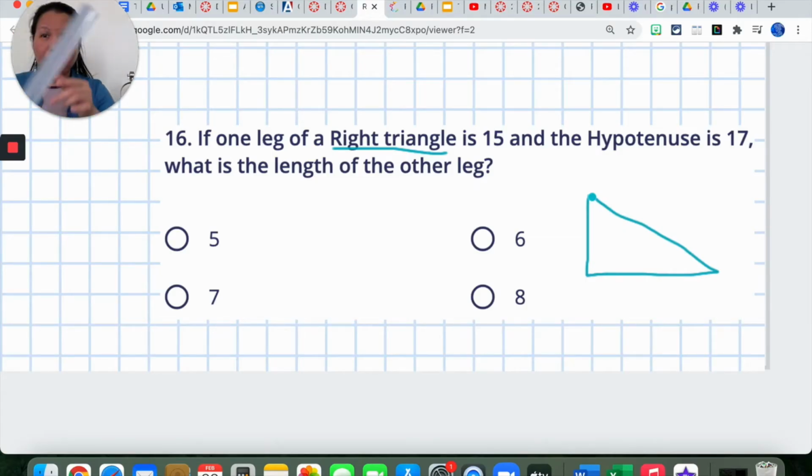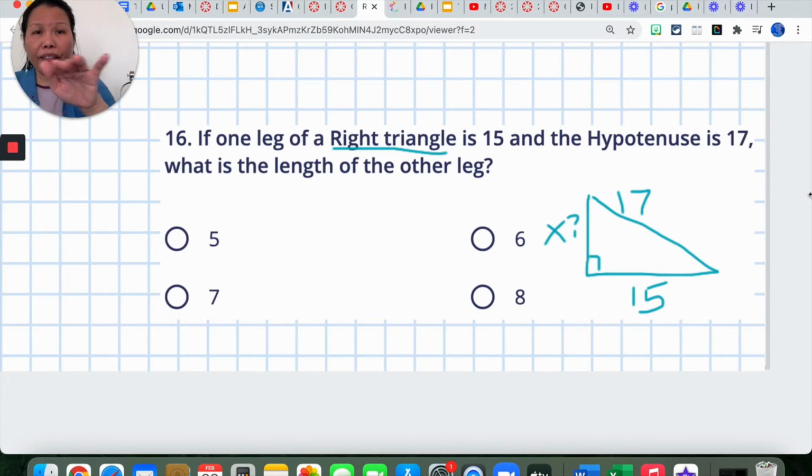You do not have to make sure that you have a ruler. Just make sure that you draw a rough draft of the right triangle and label it. If one of the legs is 15, the hypotenuse is 17. You know the hypotenuse is always across or opposite. So a picture is worth 1,000 words. When you see this type of problem, make sure that you draw a rough draft and label all the information given to you. If you are just staring at the words and you don't draw this picture, it's going to be tough to answer these questions.